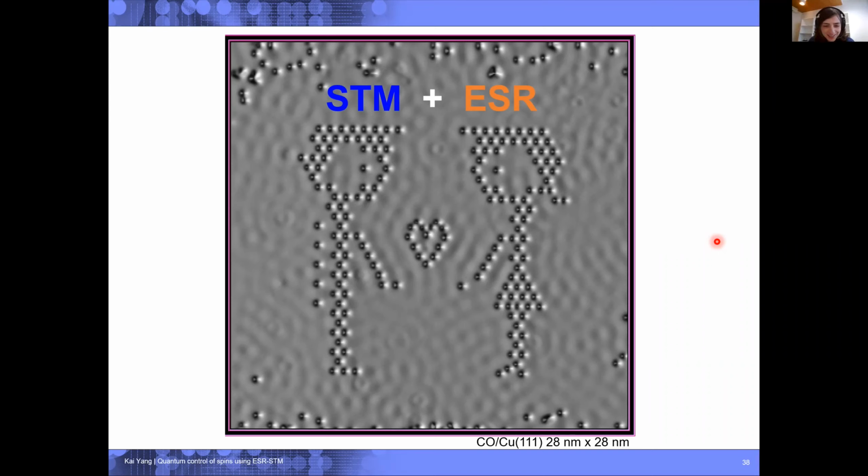Great. Thanks a lot. There's one comment in the chat from Andrea that there's also an iron phthalocyanine molecule. Oh yes, yes. This is the new result. Great.